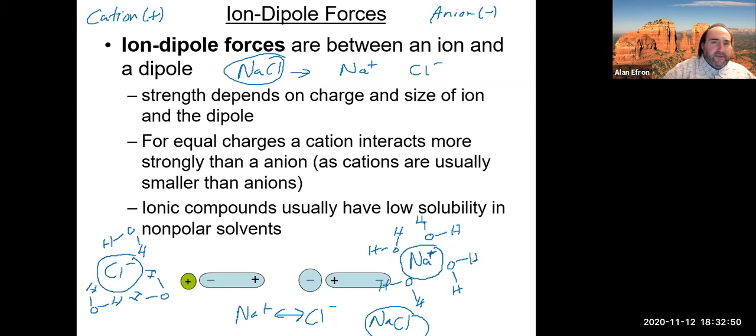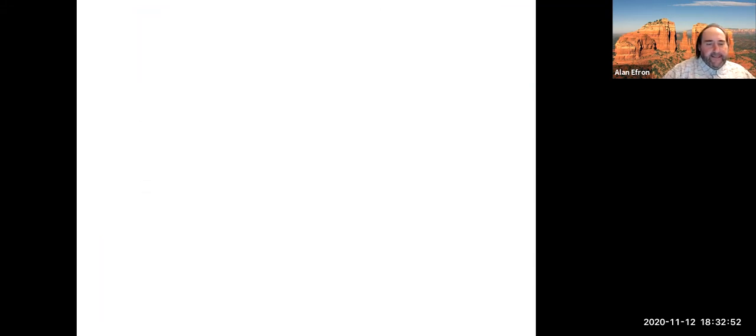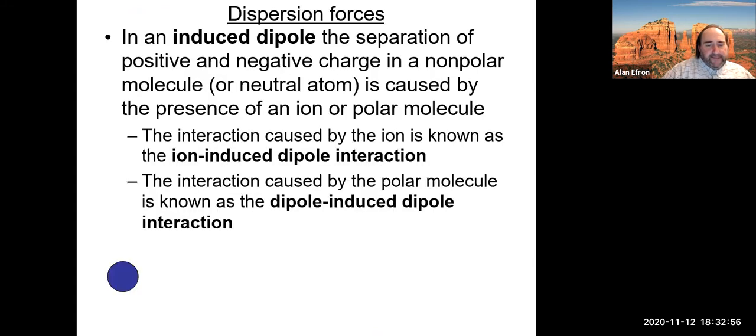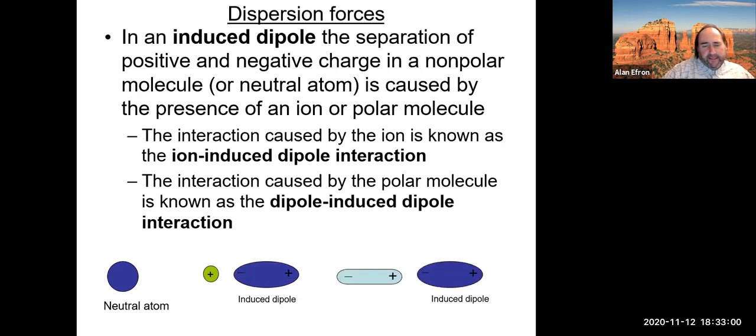Another type of intermolecular force is dispersion forces. And dispersion forces can come one of two ways or a few different ways. Dispersion forces are pretty weak type forces. So these are pretty much your weakest forces.